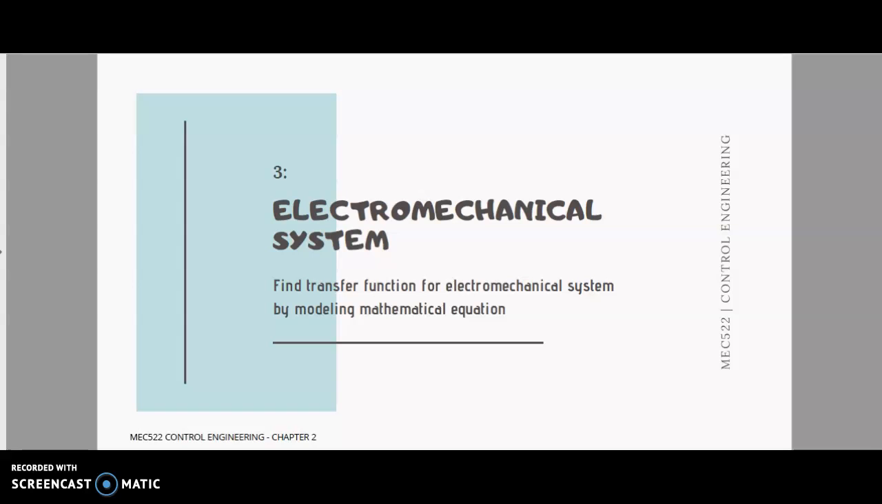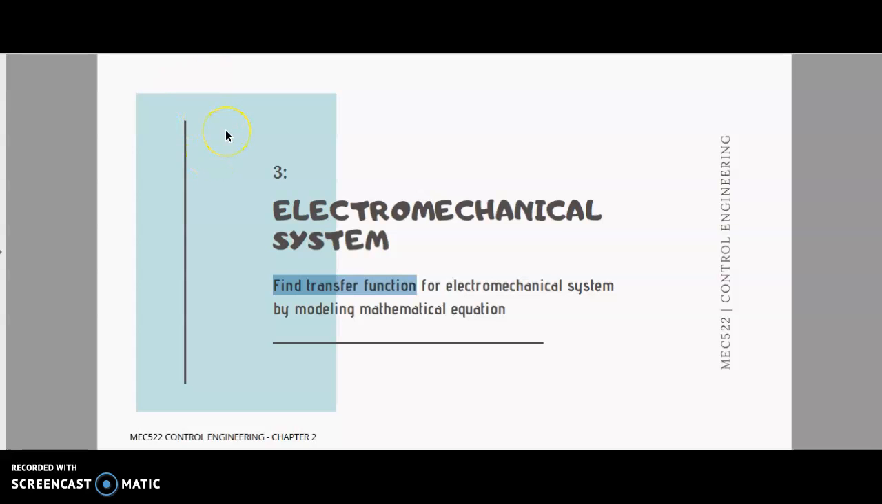Okay, our topic today is electromechanical system. For this system we want to find the mathematical equation. After we know the mathematical equation, we can find the transfer function for this system.